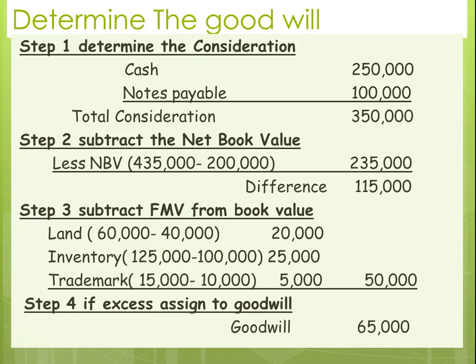Now, just so you know, if the fair market value of the assets exceeds the difference and you get a credit number, that would be treated as a gain on bargain purchase, and we would still book the assets at fair market value.